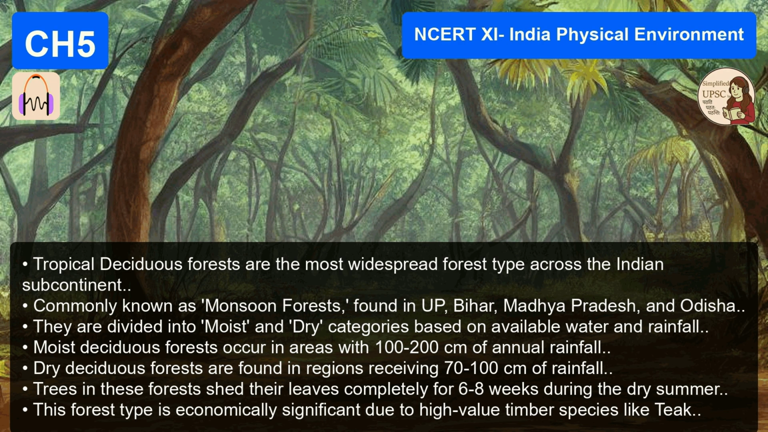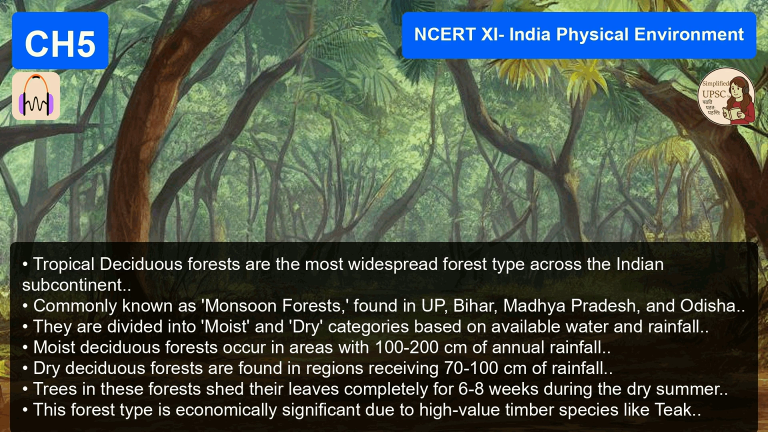Okay, so if evergreen is the VIP section with those really exclusive entry requirements, lots of rain, lots of heat, the next one is more like general admission. Let's talk about tropical deciduous forests. The monsoon forest. This is by far the most widespread forest type in India. If you look out a train window, almost anywhere in central India, UP, Bihar, Madhya Pradesh, this is likely what you were seeing. It corresponds to the Am and Aw climates in Koppen's system.